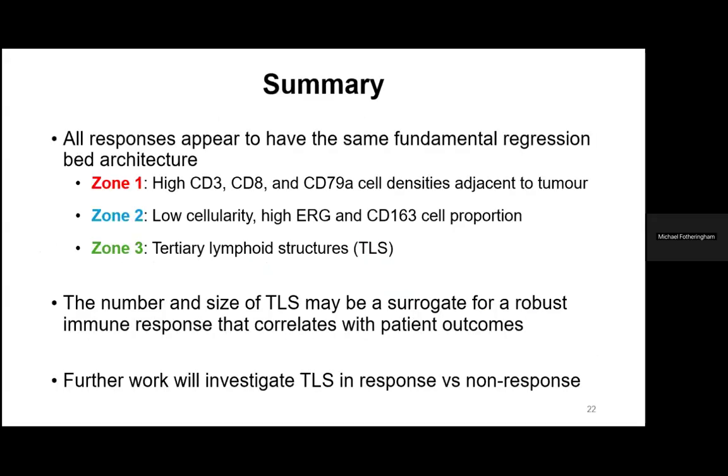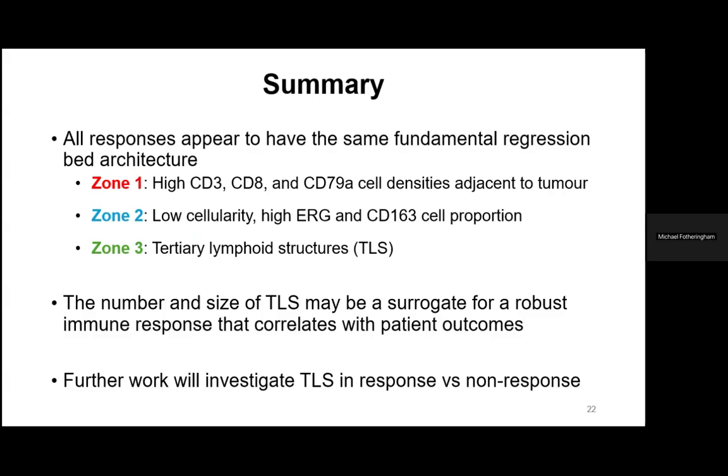And so here's a little summary of everything I've talked about so far. All responses appear to have the same fundamental regression bed architecture, the zones we've talked about. Zone 1 is that high CD3, CD8, and CD79A adjacent to tumor. Zone 2 is the low cellularity, high ERG and CD163 proportion. Okay. And zone 3 are the tertiary lymphoid structures.